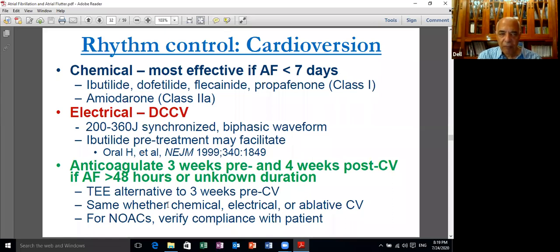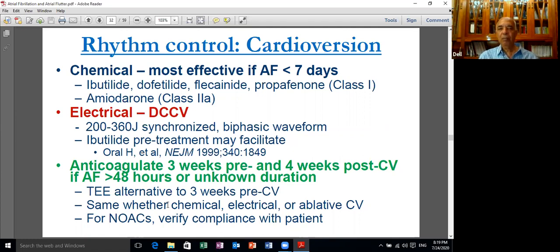Ibutilide, dofetilide, flecainide, propafenone. Remember, for those interested in reading the ESC guidelines, dofetilide, because of its restriction and the mandate of giving it in the hospital for 3 days to avoid the occurrence of torsades de pointes, has been completely eliminated from the ESC guidelines for atrial fibrillation and replaced by another class 3 drug called vernakalant, and I will come to this soon. If these 4 drugs fail, then you can give amiodarone as a chemical agent for cardioversion.